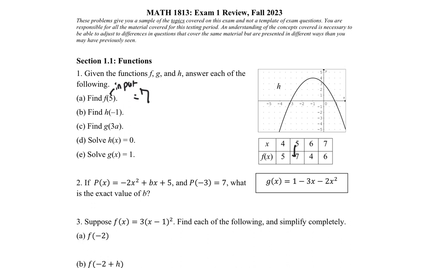Next is find h of negative 1. So negative 1 is my input. It means on the x-axis, I'm going to find negative 1, go straight up until I hit the graph. And where is that at? It's at 4 on the y-axis.